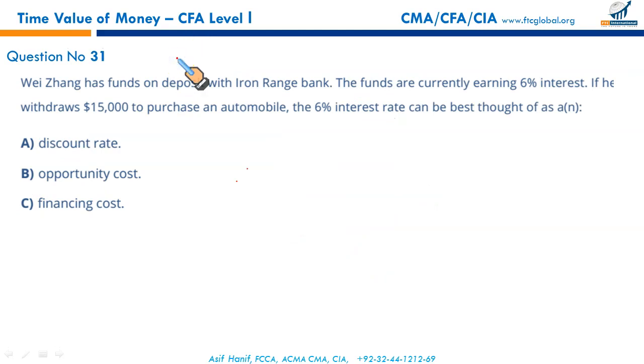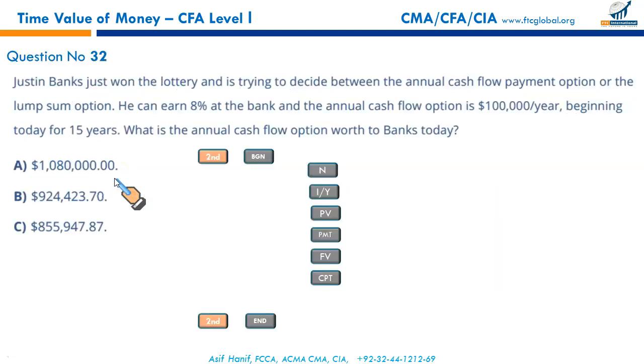Question number 31. Wei Zhang has funds on deposit with Iron Range Bank. The funds are currently earning 6% interest. If he withdraws $15,000 to purchase an automobile, the 6% interest can best be thought of as what? Since he had to sacrifice the 6% interest in order to purchase an automobile, this represents an opportunity cost, which is what he has to sacrifice in order to purchase the automobile. So that makes B the correct option.